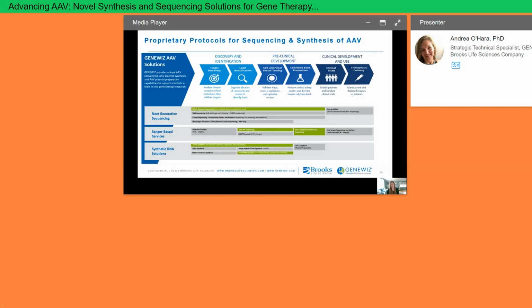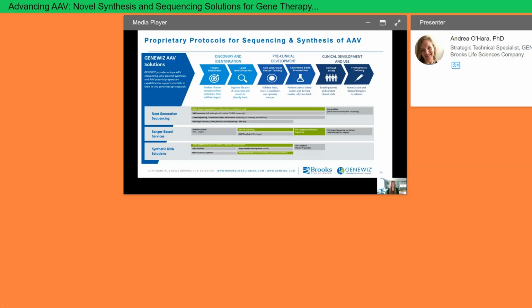And so to recap, we have a number of different proprietary protocols for both sequencing and synthesis of AAV molecules. From our Sanger-based services, this included AAV ITR sequencing at both our research use only and GLP compliant levels. Our synthetic DNA solutions included DNA synthesis, gene synthesis, plasmid synthesis, as well as plasmid prep. Finally, we offered a number of next generation sequencing solutions. This included whole genome sequencing of the recombinant AAV vector itself, as well as whole genome sequencing solutions for the clinical trial and preclinical stages.